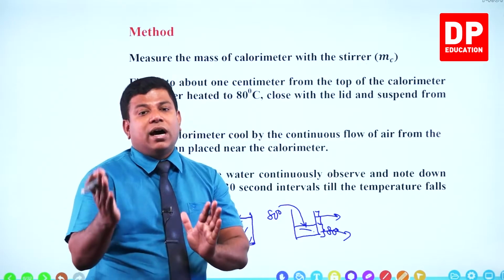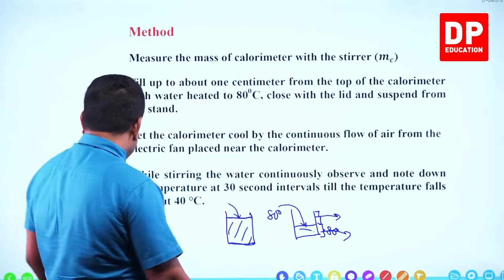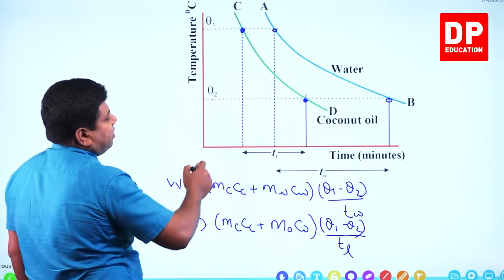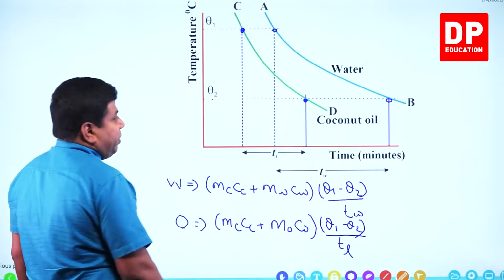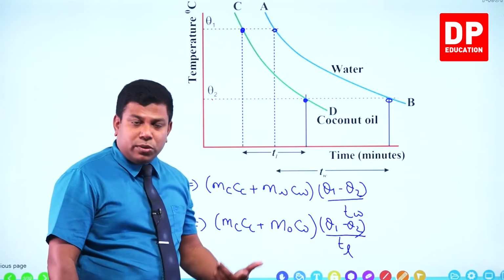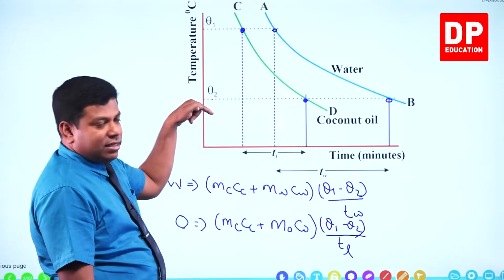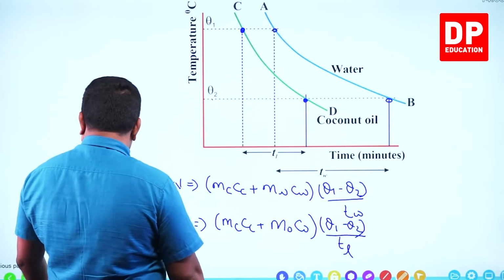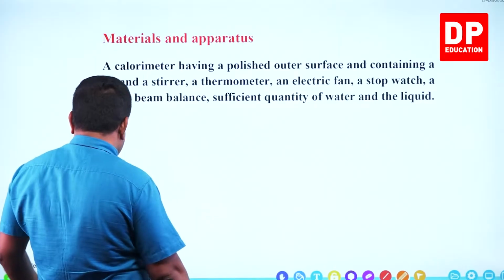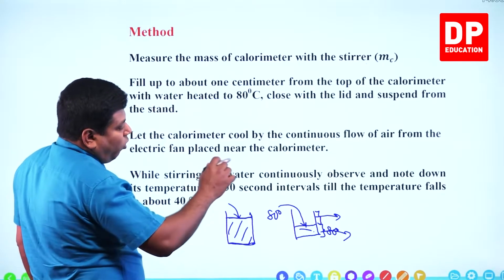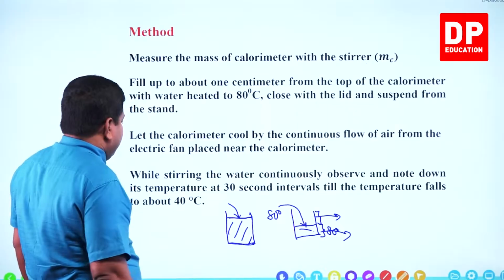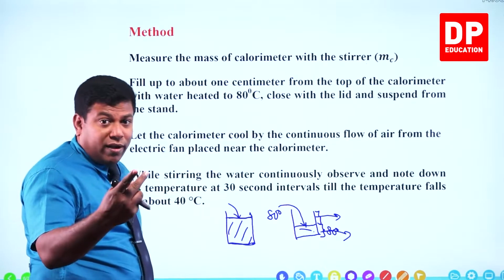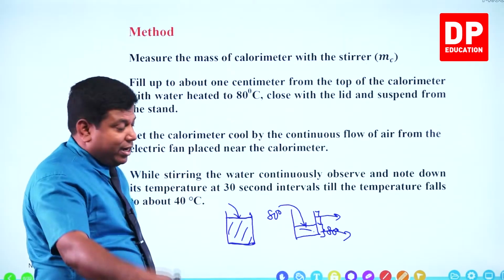Then we can draw the graph. I have shown you a graph here. See this graph: Y-axis temperature, X-axis time. We will be able to draw this graph. If we draw this graph, we can take two points and do these calculations. Clear? So, come back and see here. While stirring the water continuously, observe and note down the temperature every 30 seconds. This is for water you are doing it. I need two graphs, one for water and one for the other liquid, right?